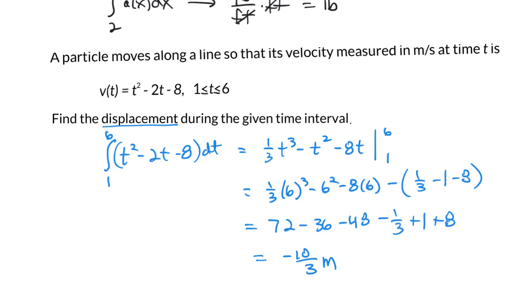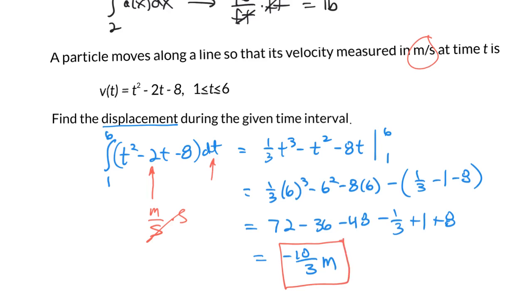We can also check that it's going to be in meters. This is velocity, meters per second, because it told us velocity was measured in meters per second. And the change in time would be seconds. If you multiply those, you get meters, which is what we got, negative 10/3 meters.